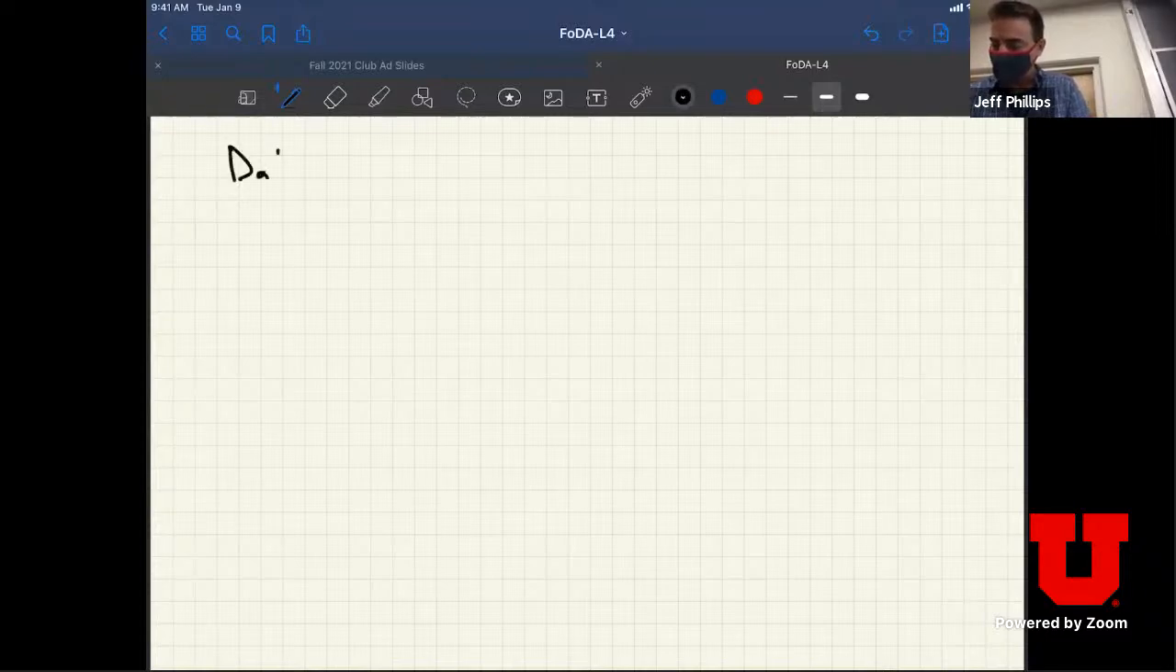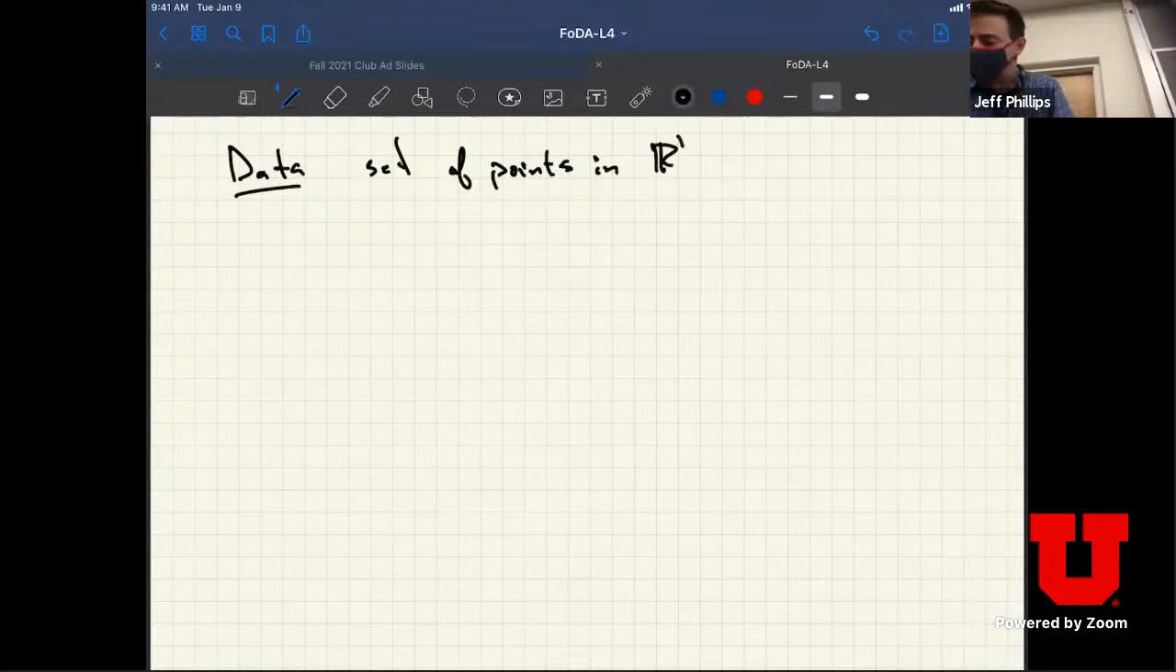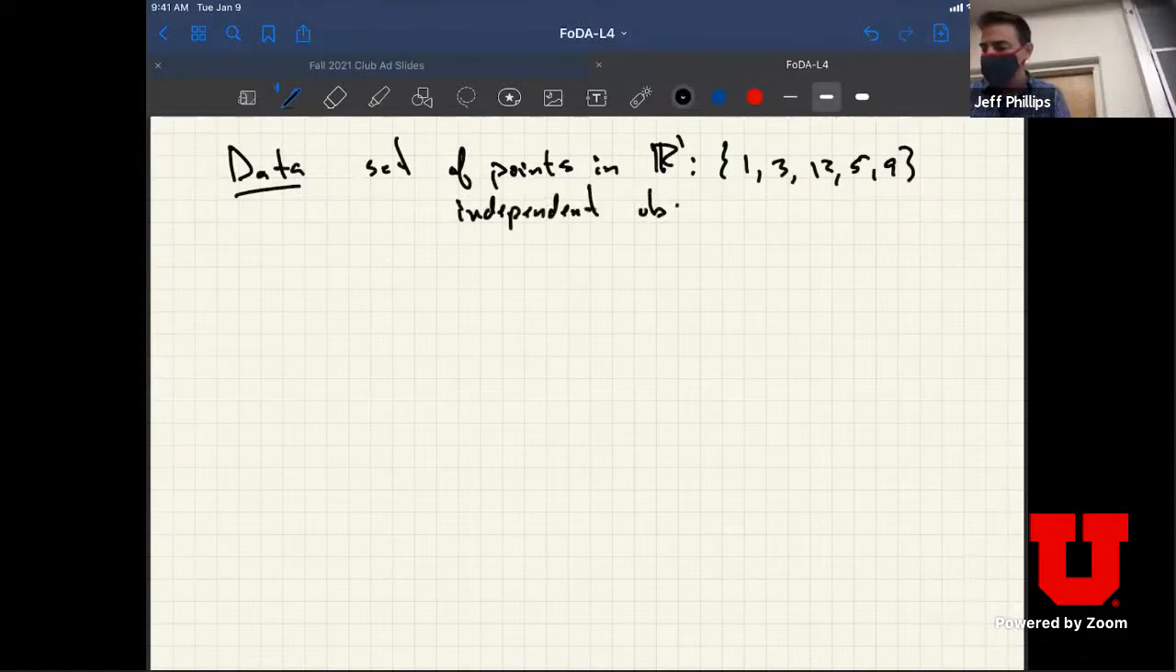Okay, so our data in this example is going to be a set of points. This is the data set of points in R1. And in this example, we'll say that these points are 1, 3, 12, 5, and 9. Okay, and we're going to say that these are independent observations of some phenomena we're trying to model.